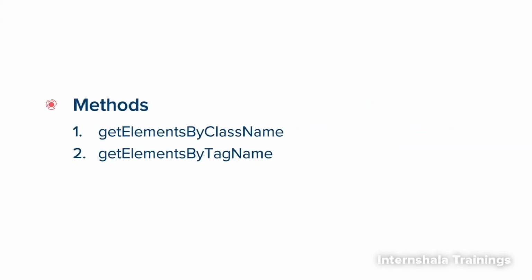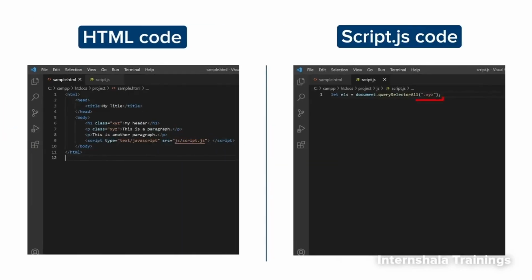Lastly, we have another interesting method, querySelectorAll. This method takes a string that denotes a CSS selector. The querySelectorAll method in this case will return all the HTML elements that match the CSS selector .xyz, meaning having the class attribute set as xyz.